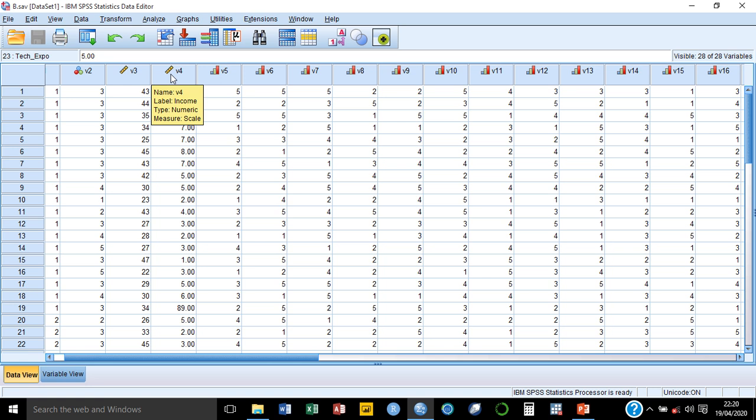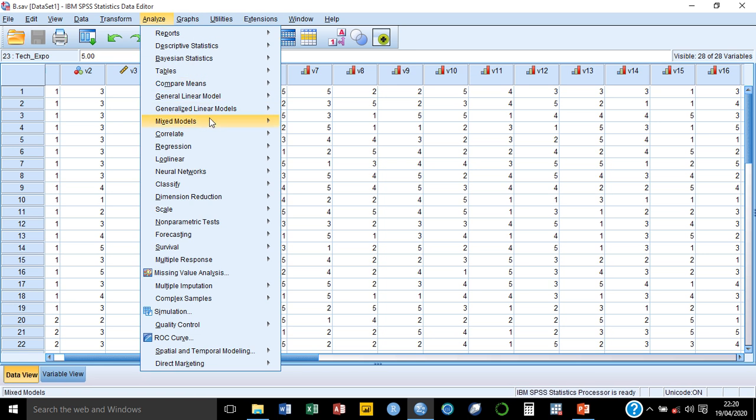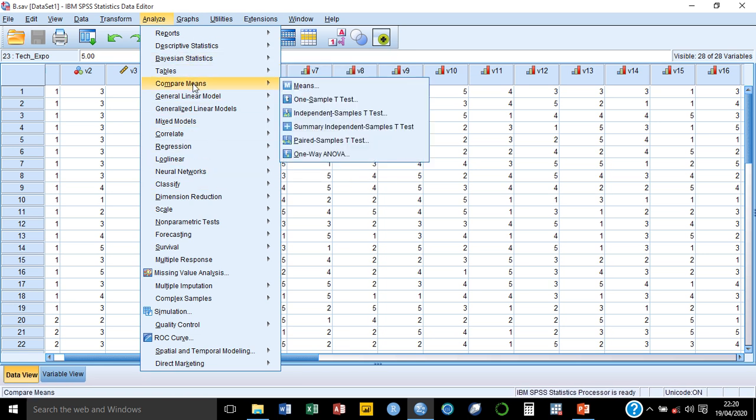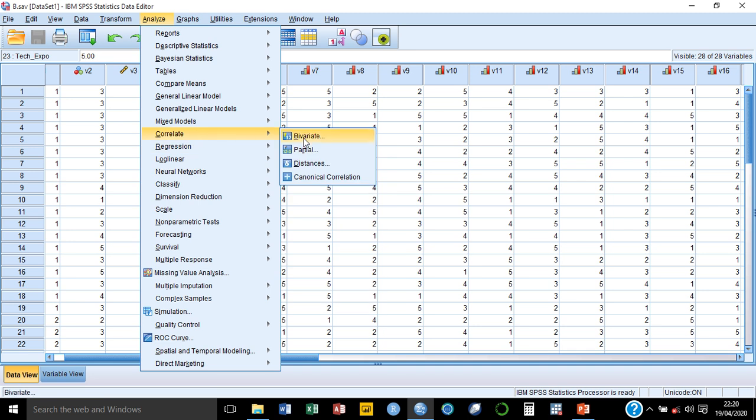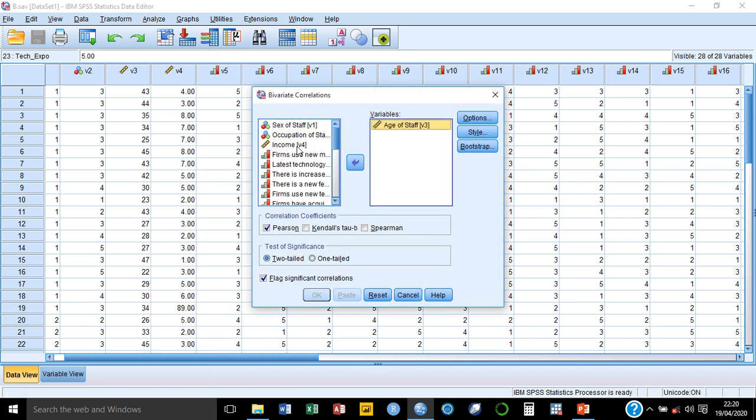These two are numeric variables, age and income, so we analyze and correlate by variables. Here we have Pearson, Kendall and Spearman. Kendall is for non-parametric, Pearson is for a parametric test, and you use it when you have numeric scale variables like these. But if we have categorical variables, nominal or ordinal, that's when you use Spearman.